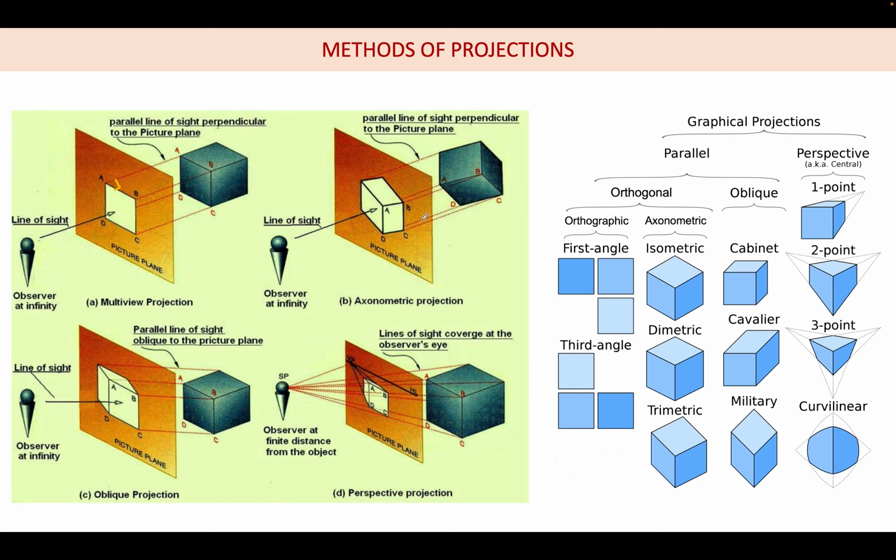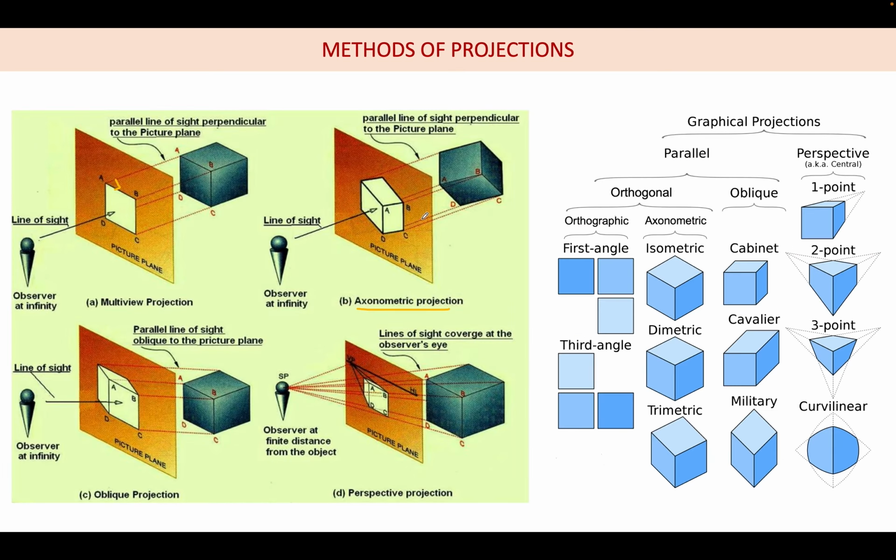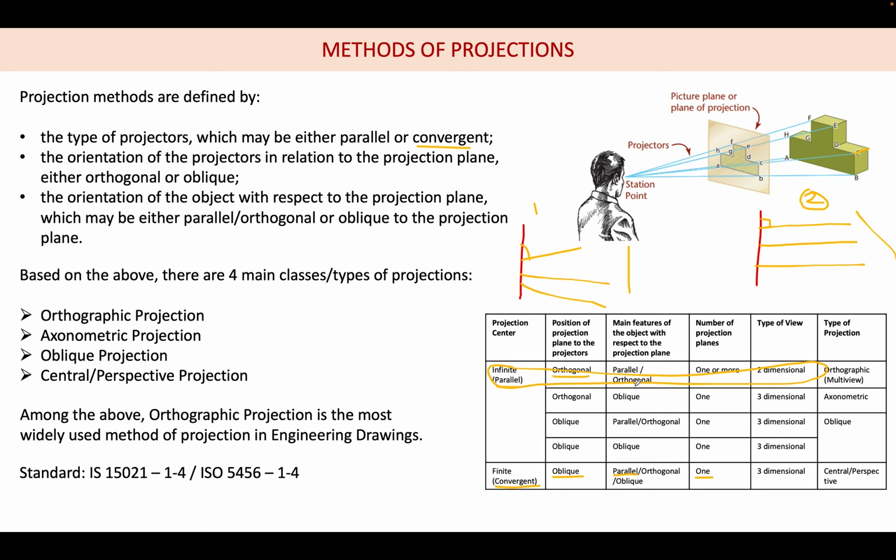Second, we see that the object is not parallel to the plane, so it is inclined at some angle. But in this case the projectors are running parallel and they are also orthogonal to the projection plane. So this comes under the axonometric projection. If you see in the last picture, the projectors are parallel and orthogonal, but the feature of the object with the projection plane is oblique, and this comes under axonometric.